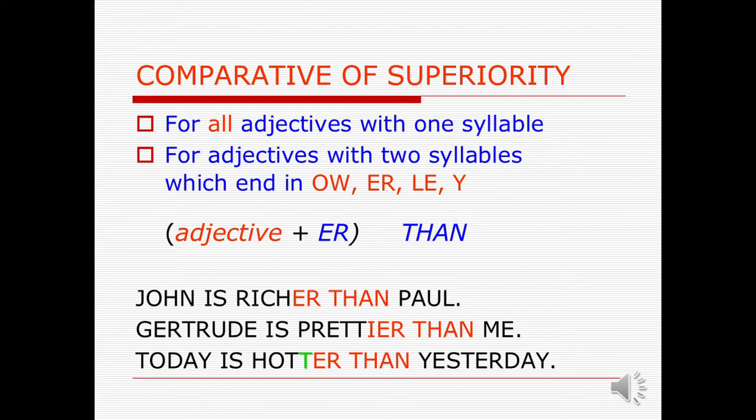Regarding the comparative of superiority, for all adjectives with one syllable or adjectives with two syllables that end in those examples there, we use the combination of adjective plus er. John is richer than Paul. Gertrude is prettier than me. Today is hotter than yesterday.